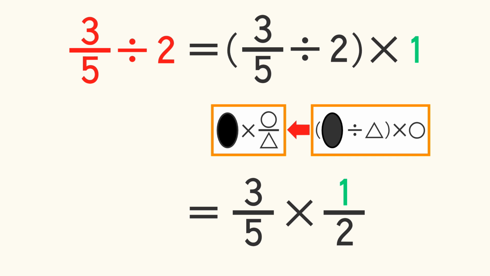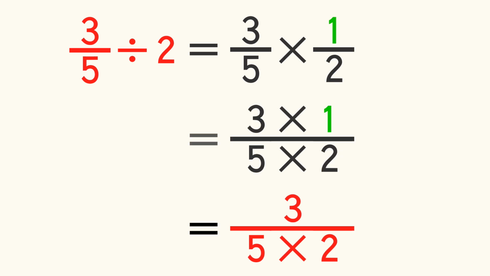This way, without dividing directly, we can simply think of it as multiplying by a fraction. This means we can use our calculation technique for multiplying fractions. We multiply the numerators together and then the denominators together. In this calculation, since we multiply by 1 in the numerator, which has no effect, we can keep the numerator the same and just multiply the denominator by the whole number.